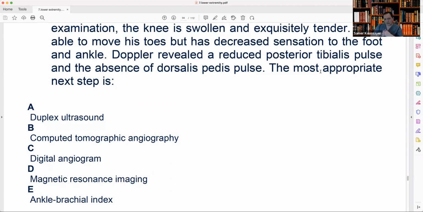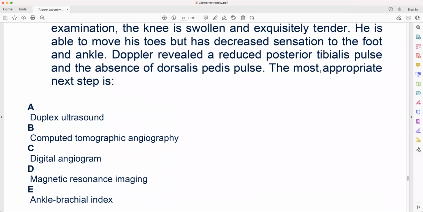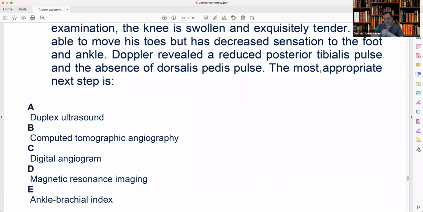What about digital angiogram? Digital angiogram is invasive, so it's better to start with CTA as the next step. We rarely do digital angiogram nowadays unless you're planning an intervention, because CT angiogram has now almost replaced it. MRI is very good, but again, it's just too much and not our first option. What about ABI?